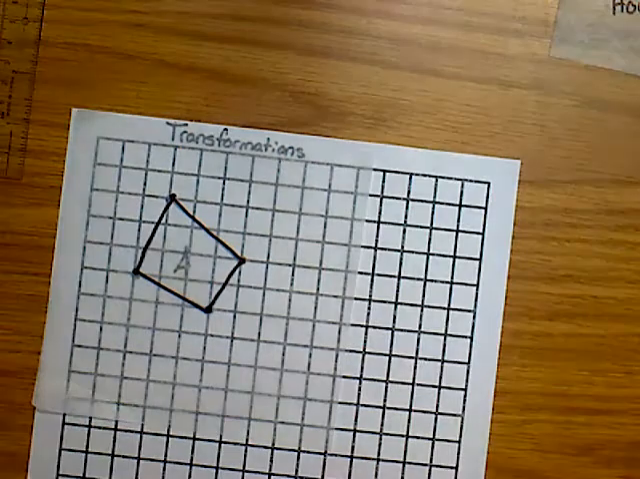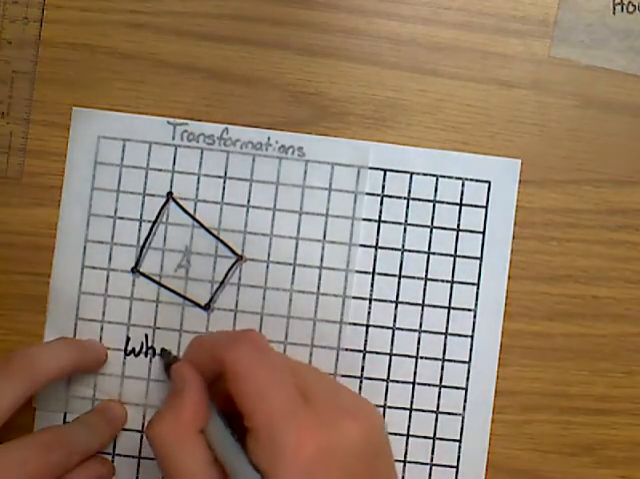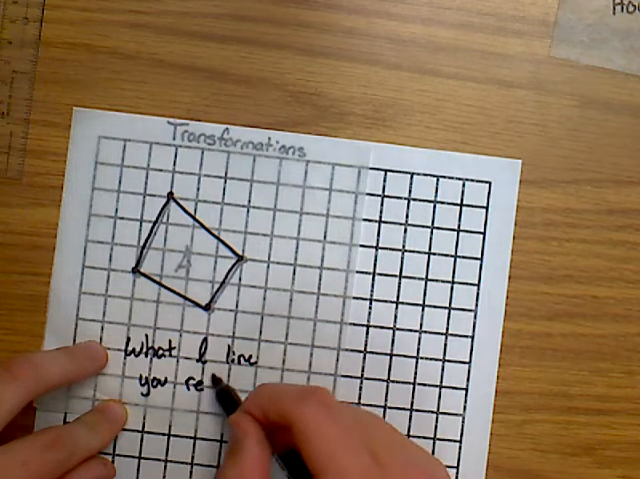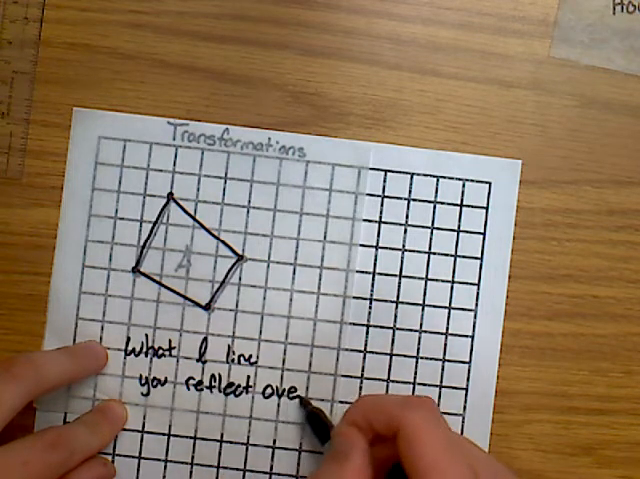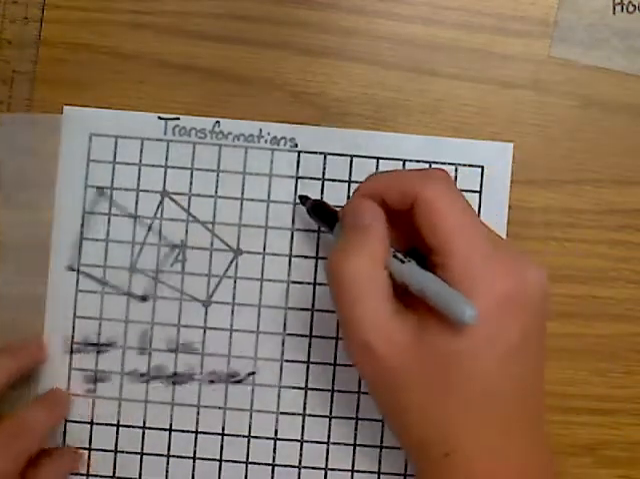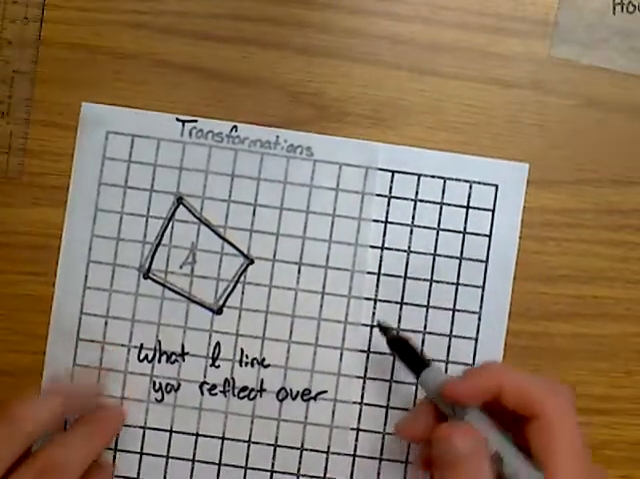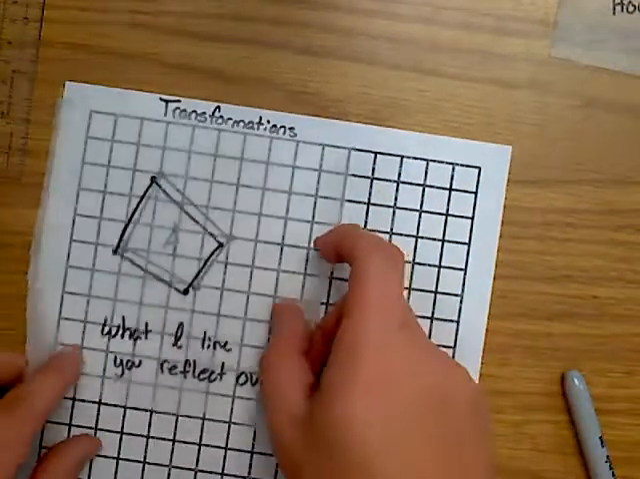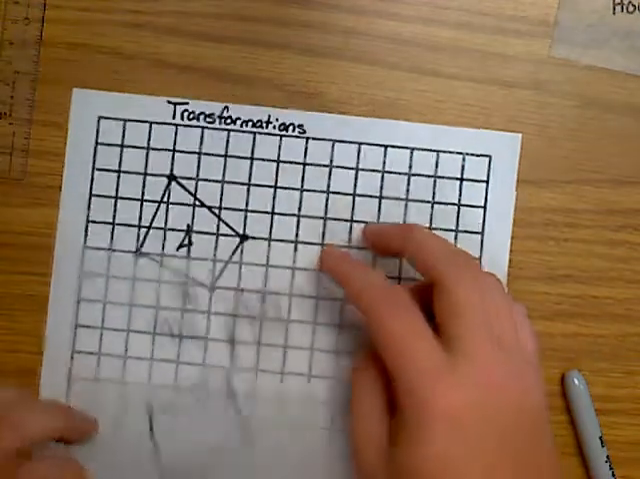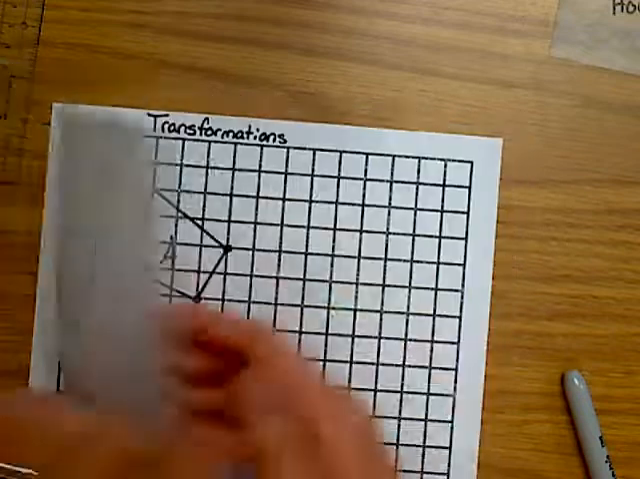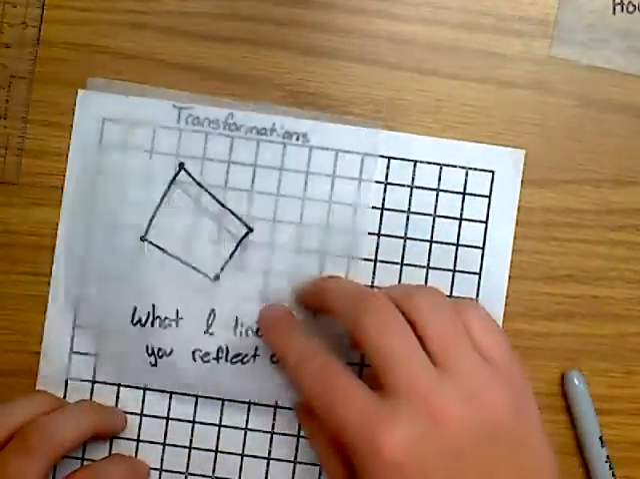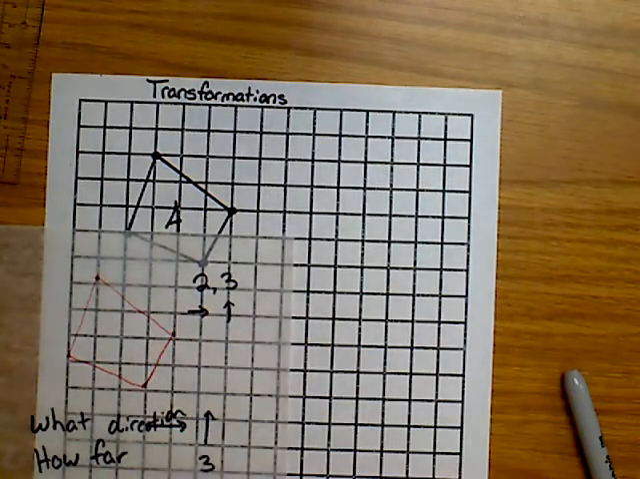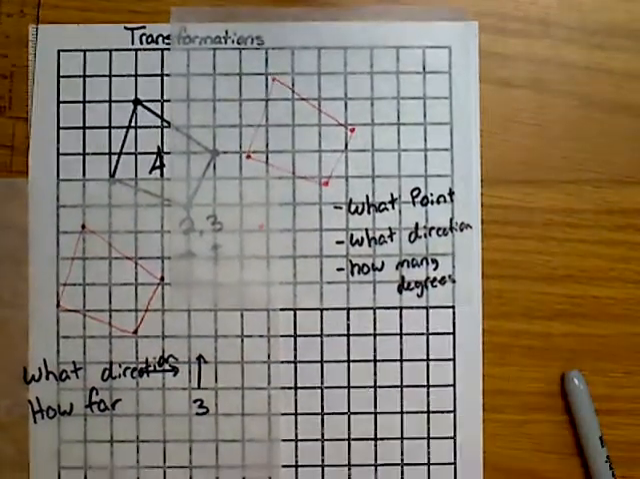Now with a reflection, you need to know what line you reflect over. Okay, so I can have a reflection here on this line. I can have it here, I can have it diagonal. A reflection can be anywhere, but you're basically reflecting or flipping patty paper. So it can reflect this way, reflect this way. It can reflect this way. So these are your three transformations. You have a translation, a rotation, and then a reflection.